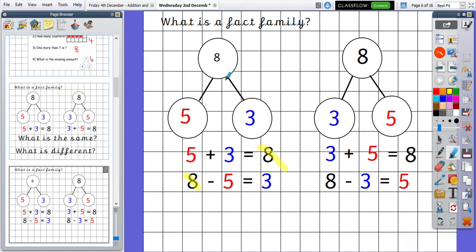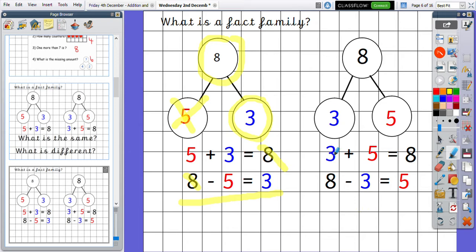If you look at it like this, I have got my 8 at the top here. I will circle it for you. I am taking away my 5, which is there. I am going to be left with this number here, and that is shown underneath.